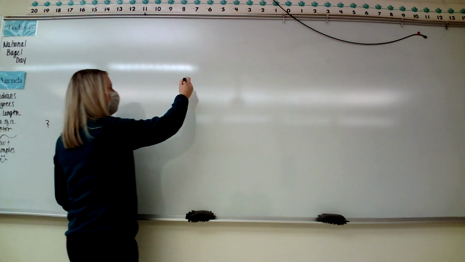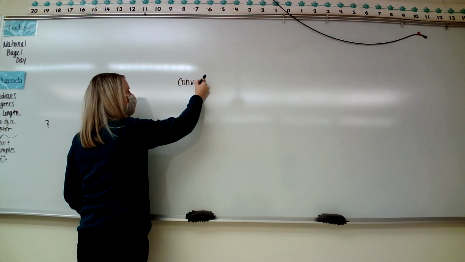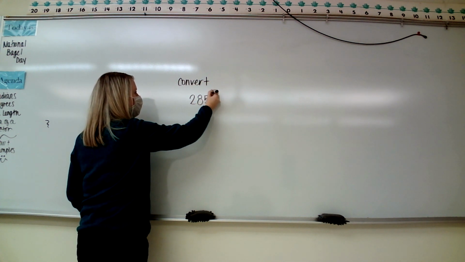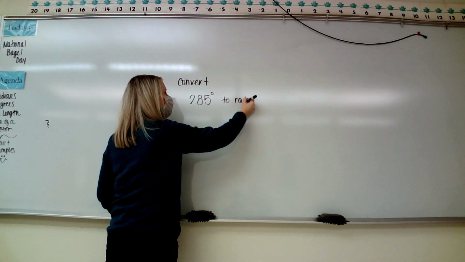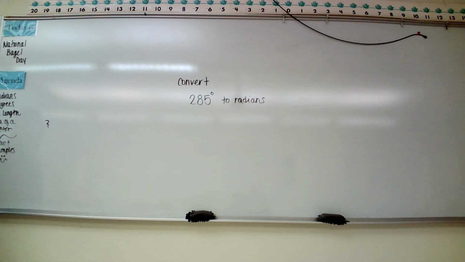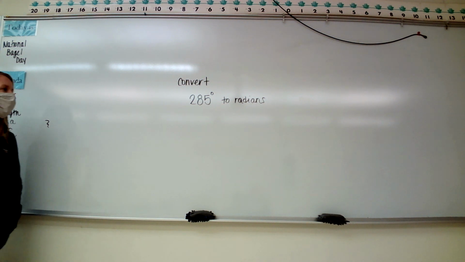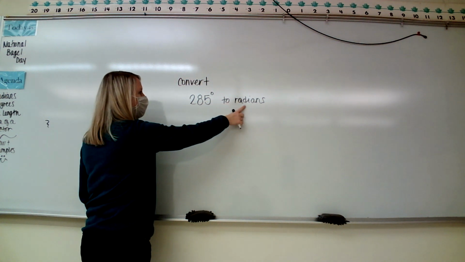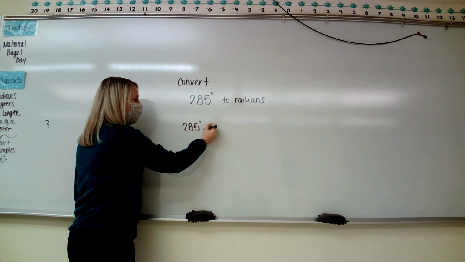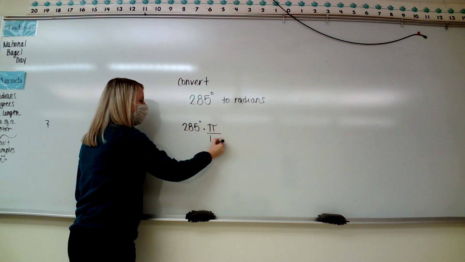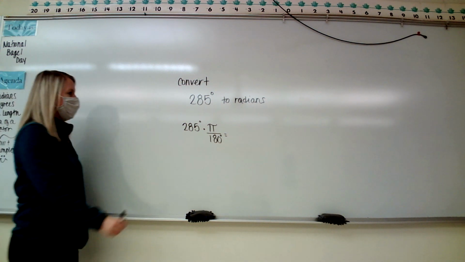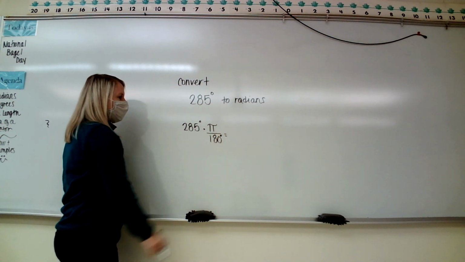All right, so first thing, let's convert 285 degrees to radians. All you would do at this point is refer back to the formulas we just wrote. When I want to convert a degree to a radian, I start with my degree and multiply it by pi over 180. That's not a bad step. The degree symbols cancel, which is what I want. I don't want degrees anymore.